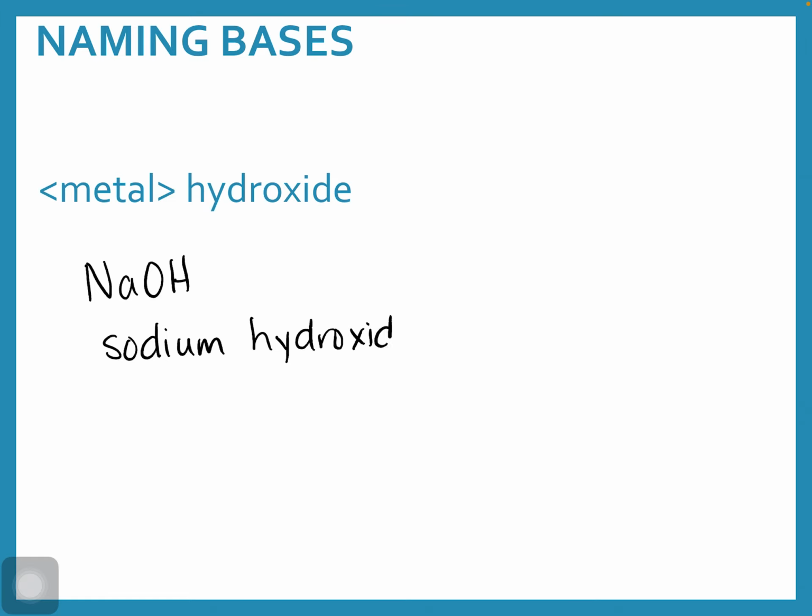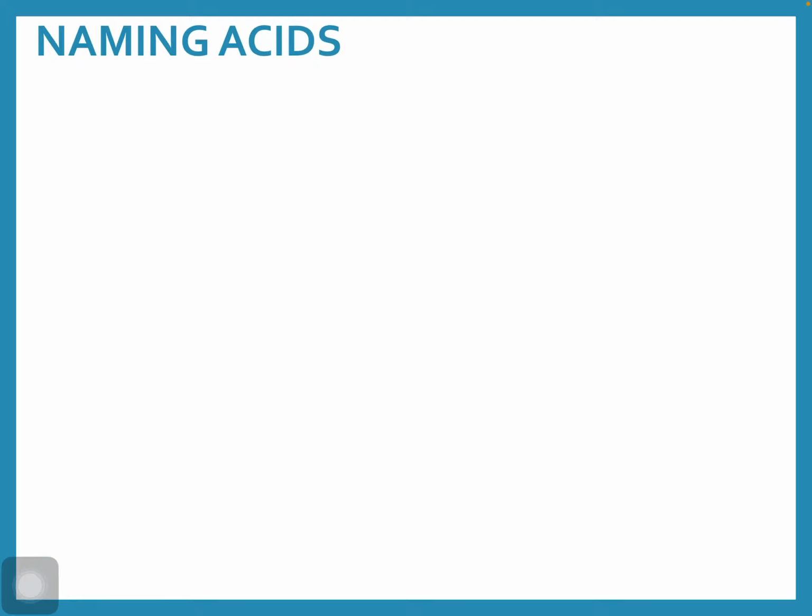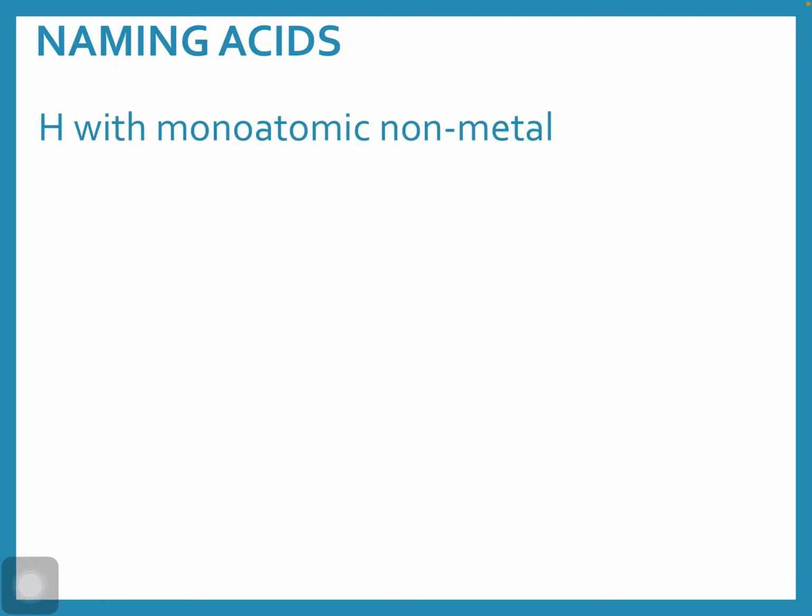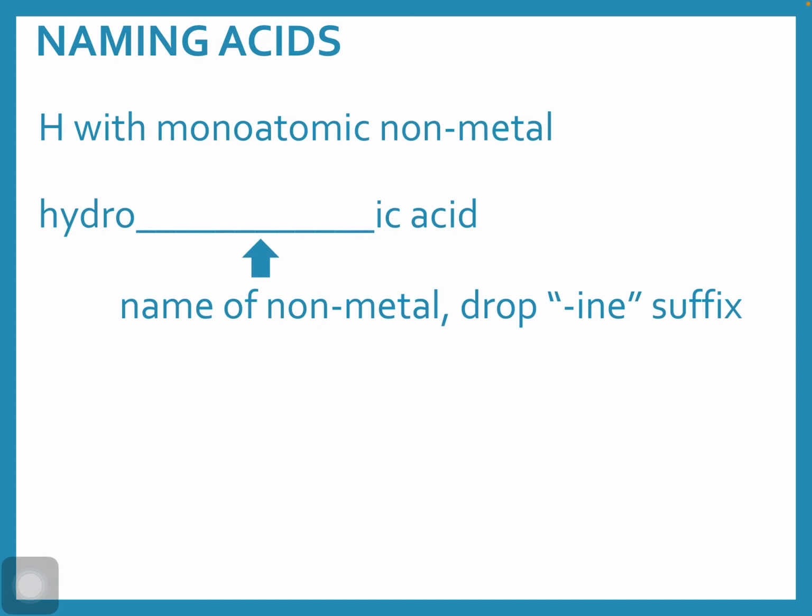So just the name of the metal and then the word hydroxide is how we name our bases. Naming acids, so here it depends what that H is paired with. If hydrogen is paired with a monoatomic nonmetal, so monoatomic means a single type of atom, then it's going to get the name hydro and then the name of that nonmetal, ic acid.